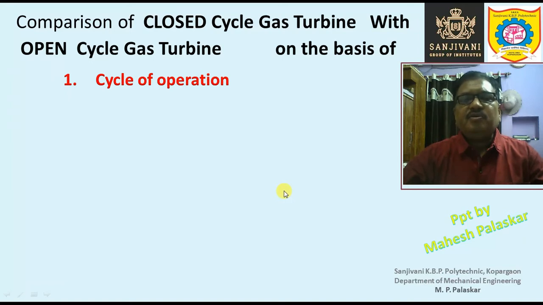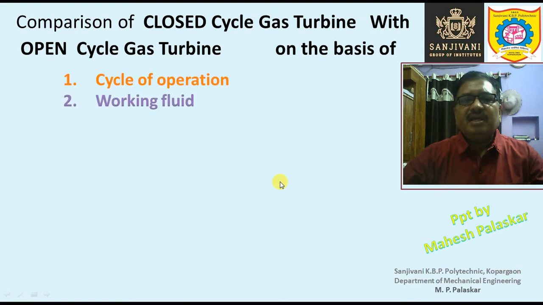And in case of the open cycle gas turbine, the working substance changes every time. After each cycle, new working substance is added to the system, and the previous working substance is leaving the system. So, in case of open cycle gas turbine, since air is the working substance, every time air is sucked from the atmosphere, and the exhaust gases at the end of the cycle leave the turbine and go to the atmosphere again.